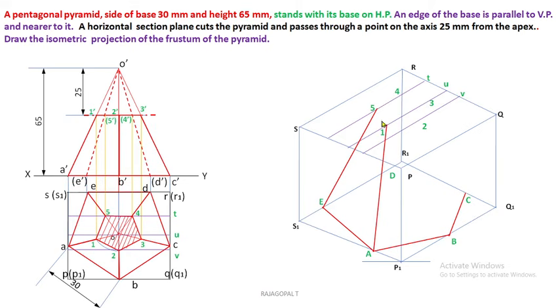Next is E to 5. Now you can check on O dash E dash, we have 5 dash. Also you can check in the top view: this is E, we have 5. So we can join E and 5, the remaining portion. Similarly, A and 1. You can check in the top view here. This is A, this is 1, the remaining portion. You can join A1. Likewise, we can join B and 2, and C and 3.